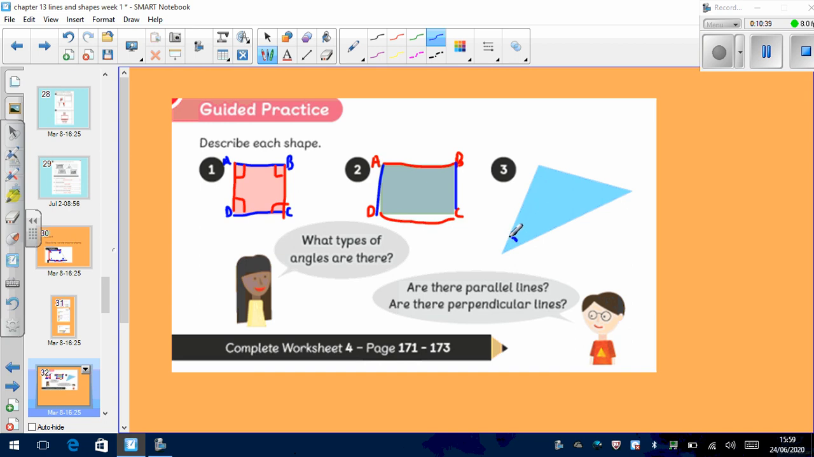1, 2. Let's call them A and B. And 1 obtuse angle up here. See, because it's bigger than a right angle. Great. Okay, move on.